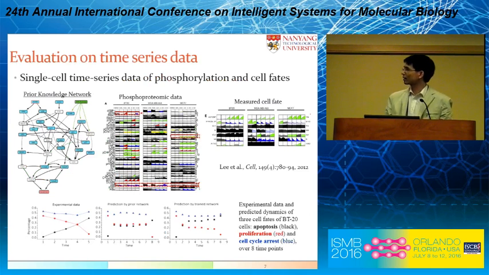And then we also apply these methods to single-cell time series data of cancer phosphorylation and cell fate. Here we have this prior network model, and then we take the phosphoproteomics data and train the model based on the phosphorylation data, and then we predict the cell fate of the cancer cells. So we can see that after training, the prediction of cell fate is better.